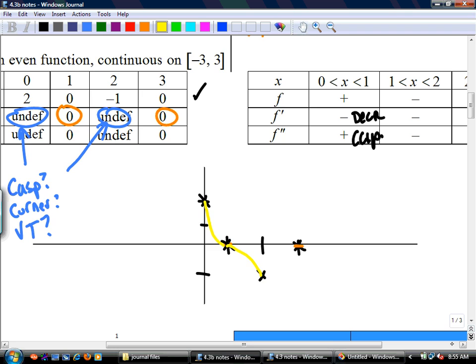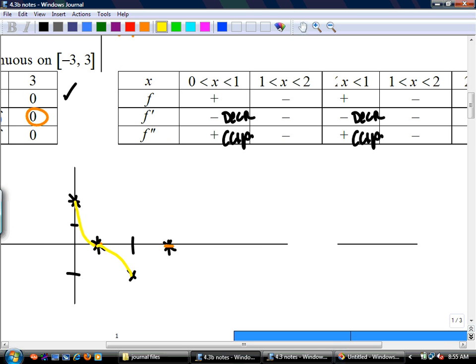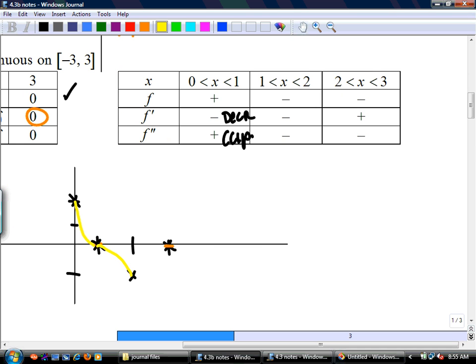Between 2 and 3, it's negative y values climbing, concave down. Ah, you've got a cusp there, Mr. App. So you've drawn half of the graph.